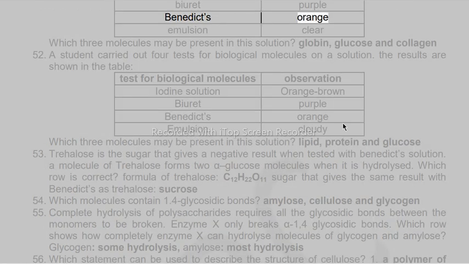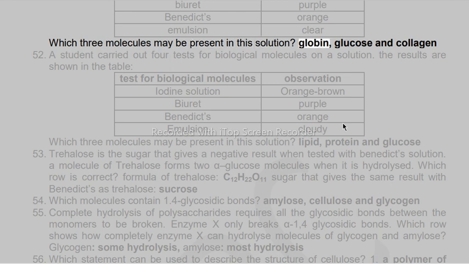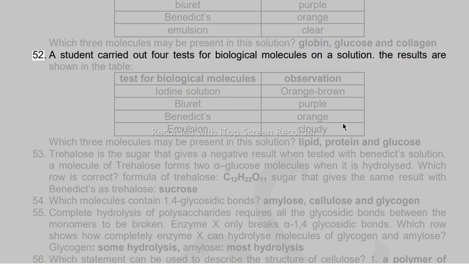Biuret purple, Benedict's orange, emulsion clear. Which 3 molecules may be present in this solution? Globin, glucose and collagen.